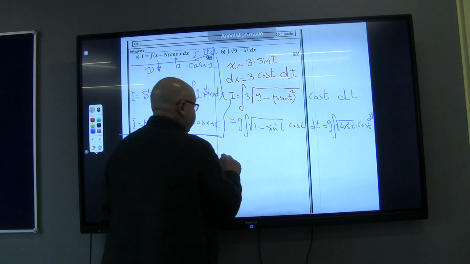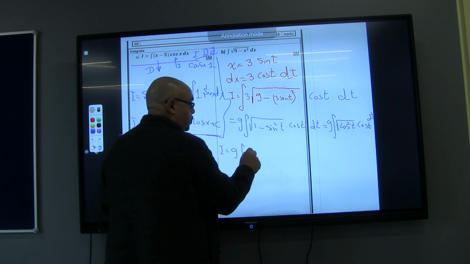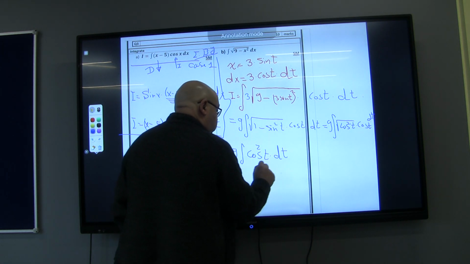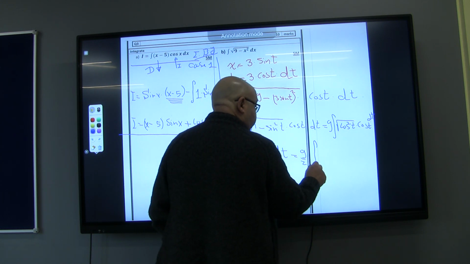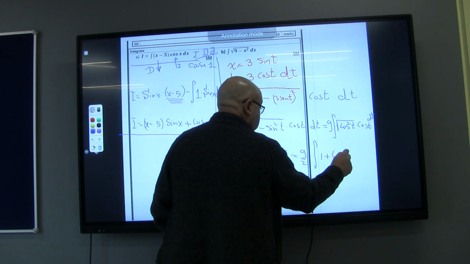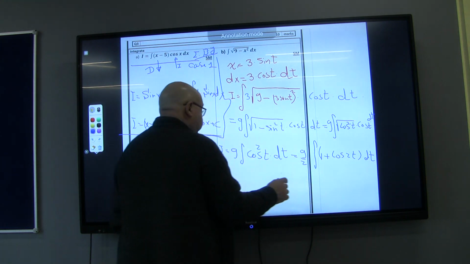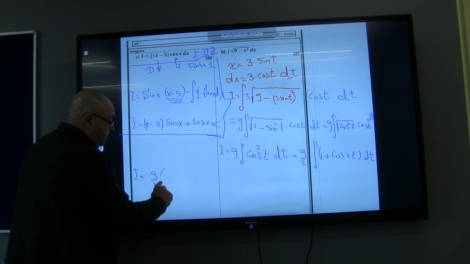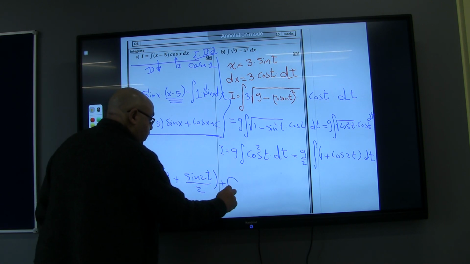So we will have the integral in this form: 9, open a bracket, cosine squared t times dt. Once more, we will have 9 over 2, integrate 1 plus cosine 2t with respect to t. Start to integrate for the time being. So I will have I equal to 9 over 2 times the bracket t plus sine 2t divided by 2, plus a constant.